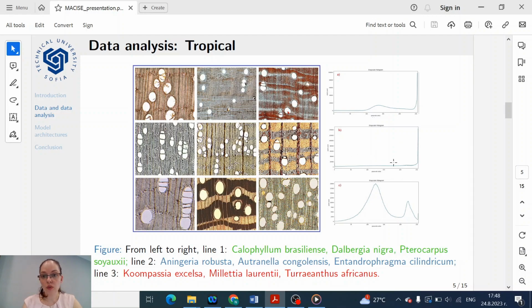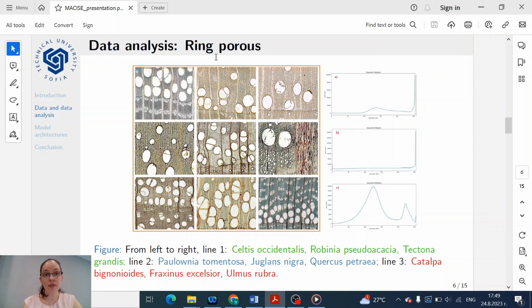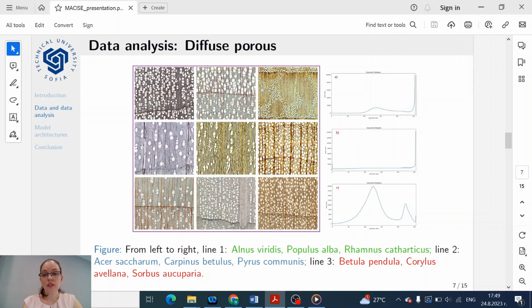our histogram, which is uniform, unimodal, and bimodal for the third part of the proposed samples. With the same type of distribution of pixels, we have this for ring porous and diffuse porous. The idea is to find a way where the 3 huge parts of our data are divided, but they also have very similar values.